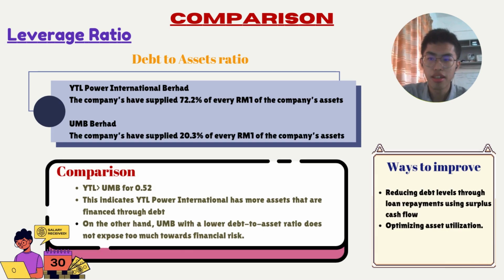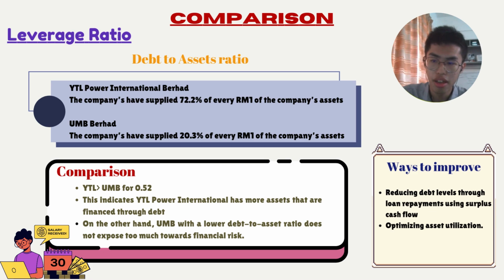Moving to the next part, which is leverage ratio for YTL and UMB. Debt to assets ratio for YTL was 72.2%, while UMB was 20.3%. It indicates that creditors have supplied 72.2% of every 1 ringgit of YTL's assets, while for UMB they have supplied 20.3% of every 1 ringgit of the company's assets. It shows that YTL was 52% higher than UMB, and this indicates YTL Power International Berhad has more assets that are financed through debt.